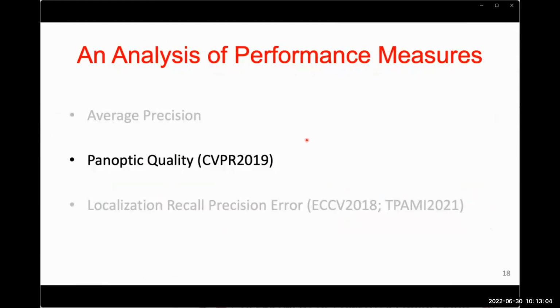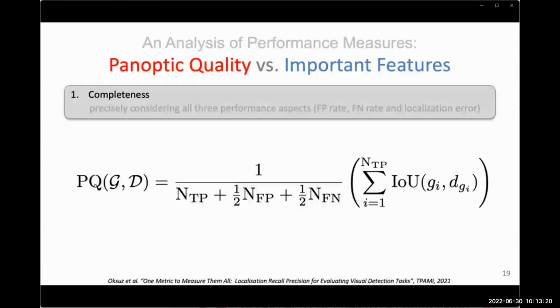Now, let us continue with the analysis of panoptic quality, which was introduced in the first part of our tutorial. Note that panoptic quality was proposed independently with LRP error and in a similar time frame as LRP error. Let us analyze panoptic quality in terms of the completeness feature, like we did for average precision. We see that panoptic quality can be written in this form, which includes the number of false positives, the number of false negatives, and a localization error for each true positive. Therefore, we can say that panoptic quality satisfies the completeness feature expected from a performance measure.